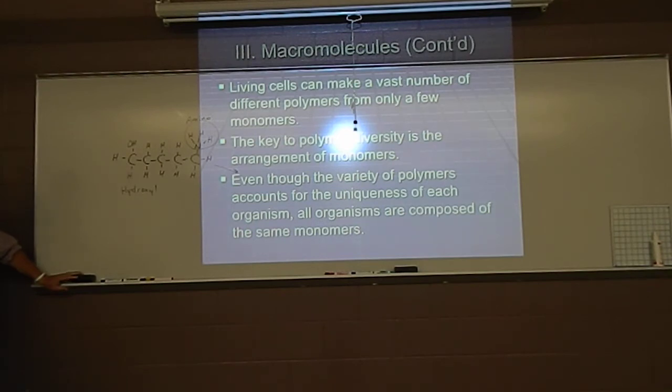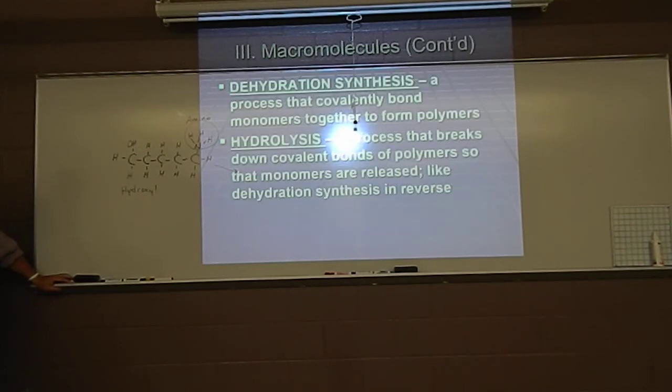In fact, DNA's complexity comes from only 4 building blocks. They're the same building blocks for each species. It's just how they are arranged that gives each individual of each species their identity and their function and that kind of thing. The key to polymer diversity is the arrangement of those monomers, how they're put together. Even though a variety of polymers accounts for the uniqueness of each organism, all organisms are composed of the same monomers. All organisms have the same building blocks and use the same polymers, right?